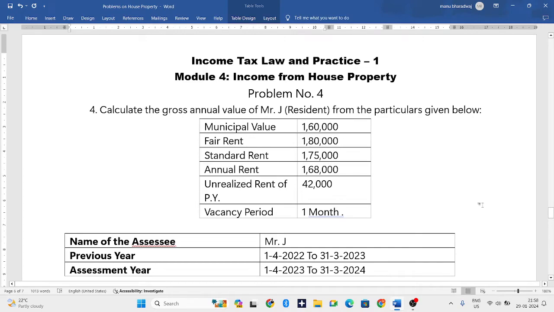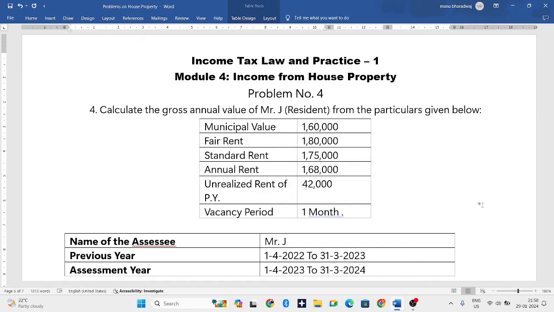From this particular video, we'll solve one more problem related to income from house property. So the question is on the screen. Calculate the gross annual value. They have asked us to find out the gross annual value of Mr. J, who is a resident, from the given particulars.